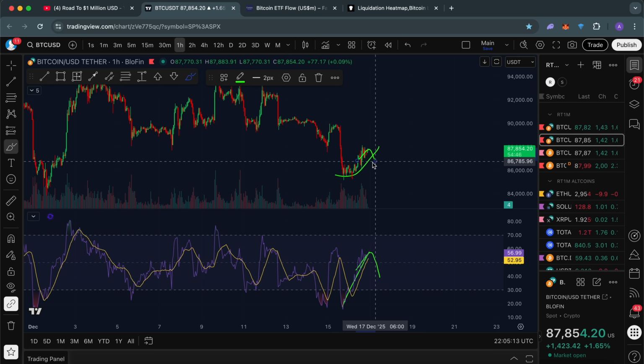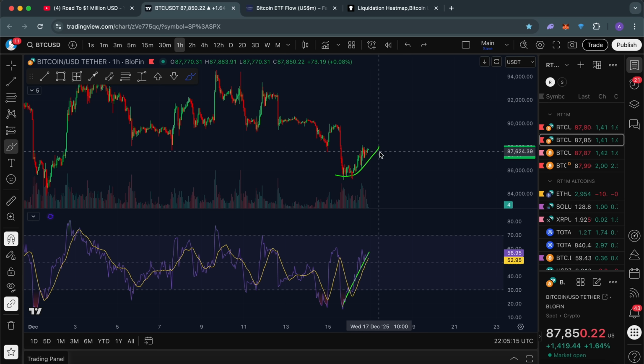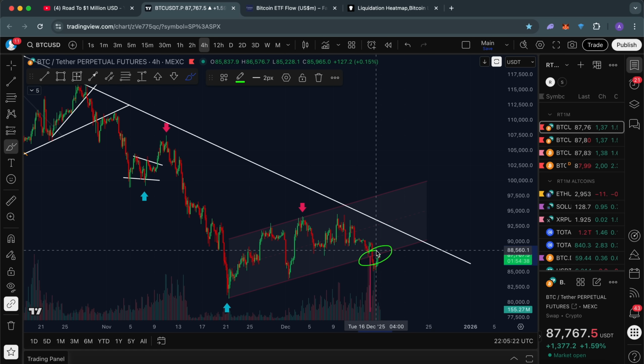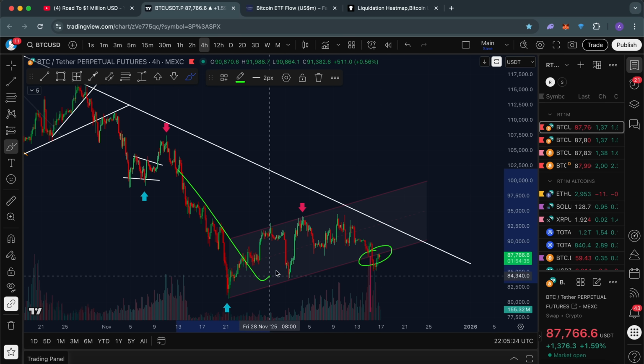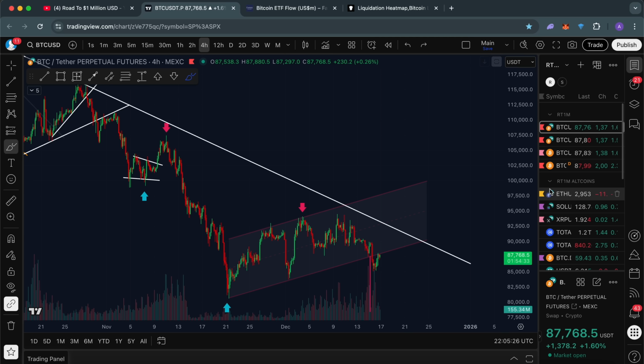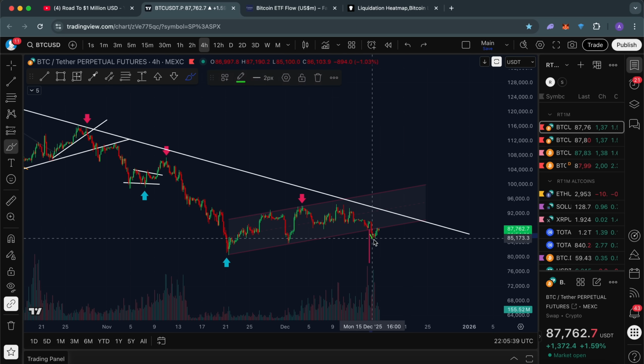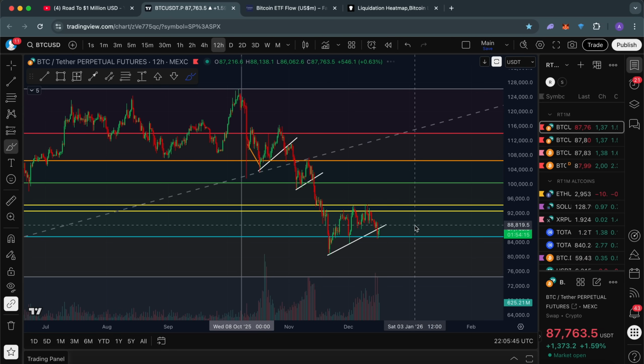If we see a break of this ascending trend line, that could be a warning signal in the short term, especially if on the 4-hour time frame you have not seen a full invalidation of this bear flag pattern that we have right here, which as of the time of recording still has an active price target of 78.5k. Especially if you see some kind of rejection from that critical area of resistance, guys, that is going to be a big warning signal in the short term.